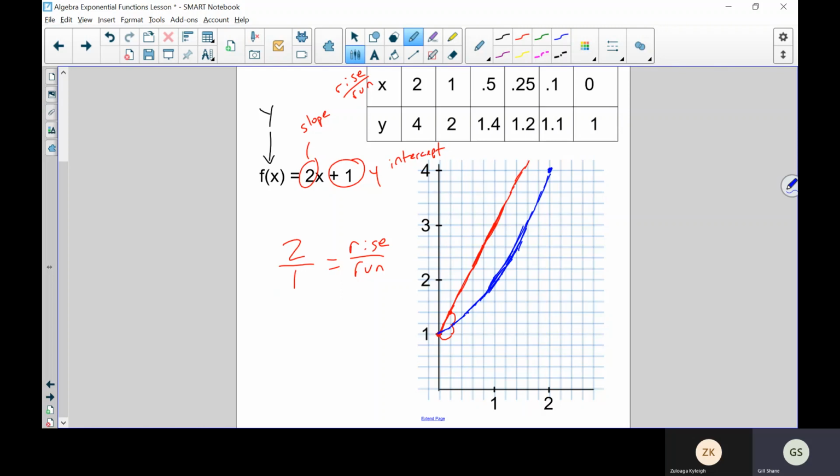So a straight line is a linear, L-I-N-E-A-R, linear function. So the red line would be linear. I'll write it up here. And then the blue one obviously is different. So now obviously if it's not straight, if it's a curved line, it is an exponential function.